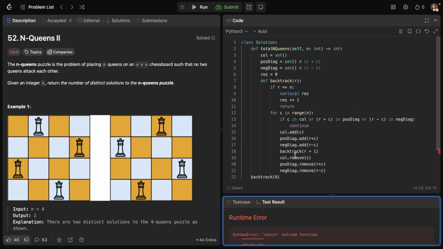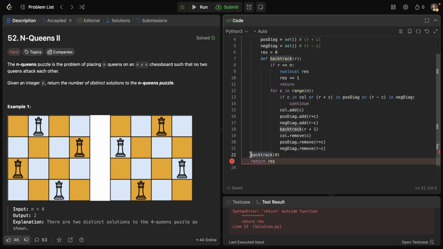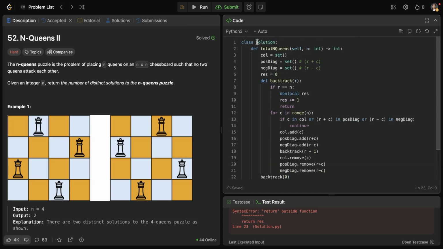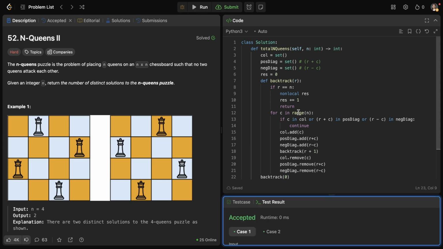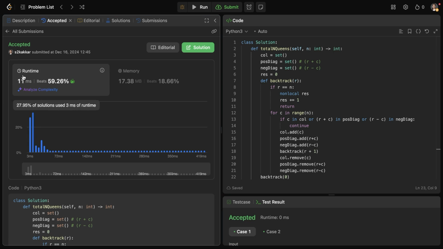Run it. So the error is with return result. I have to do backtrack here and return result here. It was the indentation error. I'll run it, accept it. Let's submit. So as you can see, our solution is doing quite well here.